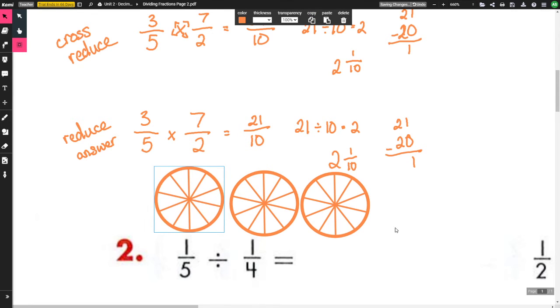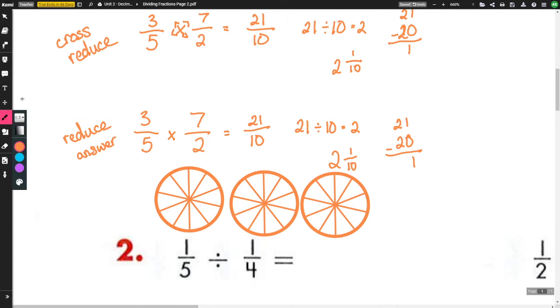Okay, so I have my 3, they look like oranges. But if I were to color 20 of them, so here's 1, 2, 3, 4, 5, 6, 7, 8, 12, 13, 14, 18, 20, 21. So as you see, 2 of them are filled up, and then the third one only has 1 filled. So that's how we get our 2 and 1/10.